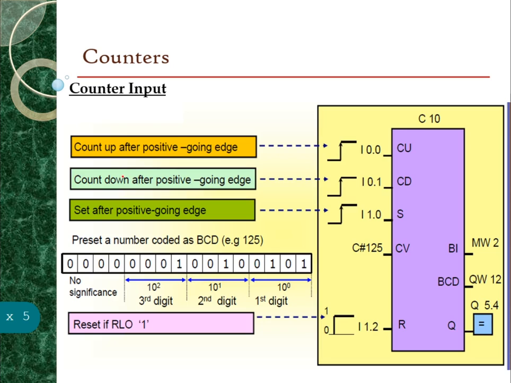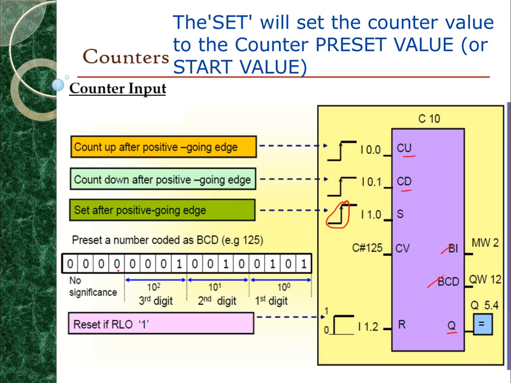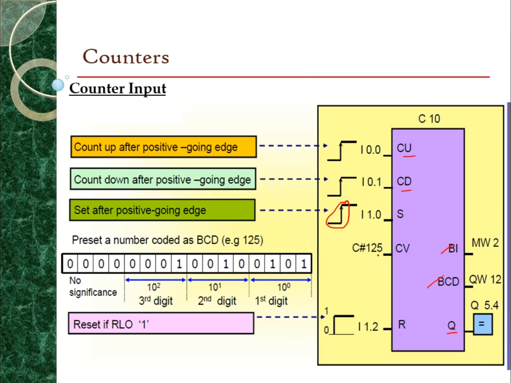So now we look into the detail of the counter block here. We have CU, counter up, CD, counter down, set, this is the counter value or preset value. And then this is the reset button, this is the binary or BCD output, and this is the counter status. Count up and count down will start counting when the set value is changing from low to high, and then they will count until they reach a certain limit. This limit you can set in the PLC later.